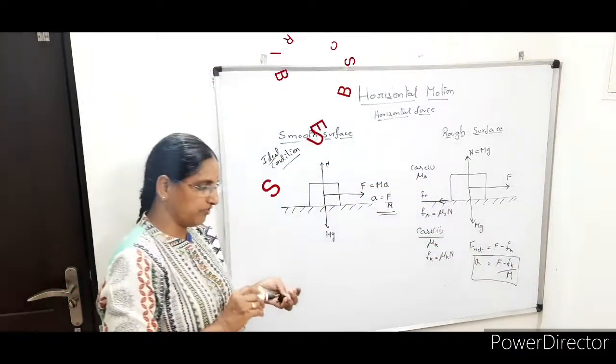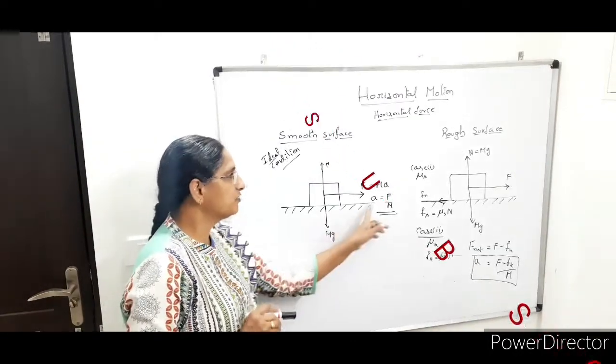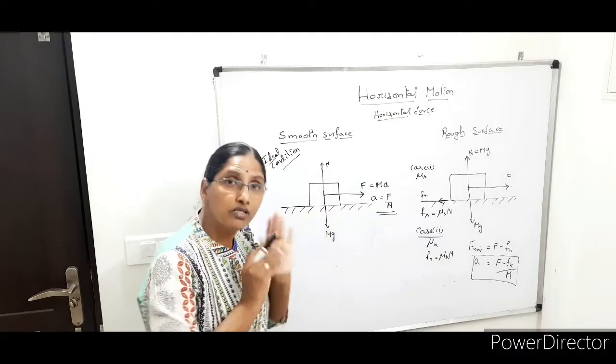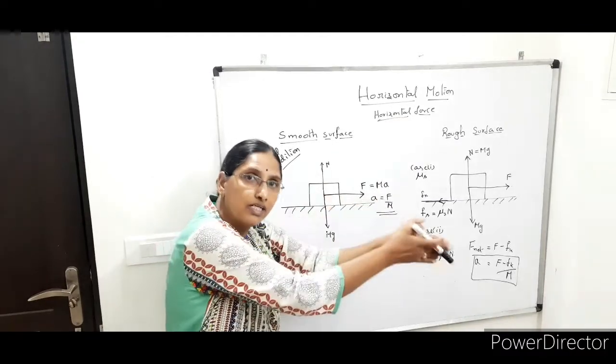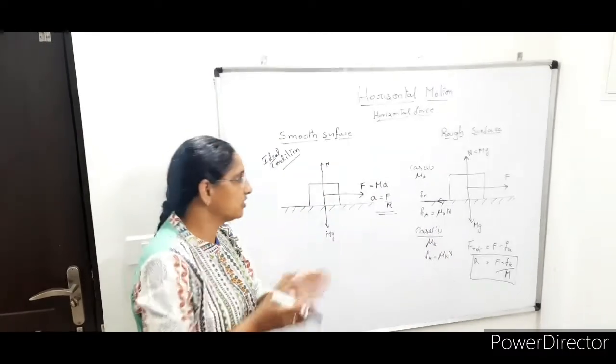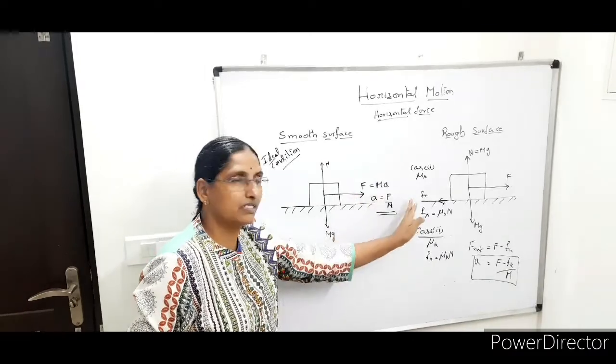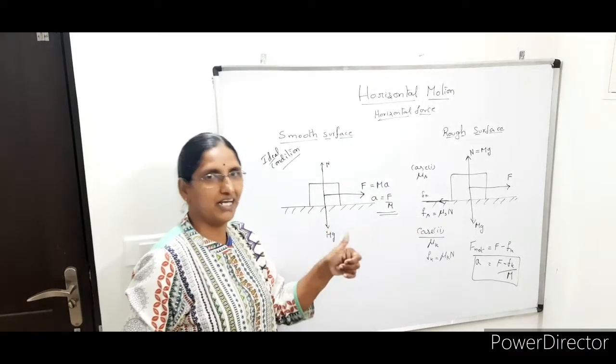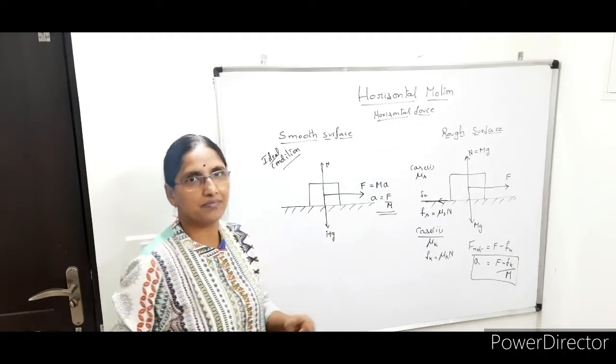This is the acceleration with which it moves. That's all. Today we are only discussing how to find the acceleration in horizontal motion, when a force is applied horizontally, parallel to the surface, on a horizontal surface. Done, and wait for the next series.